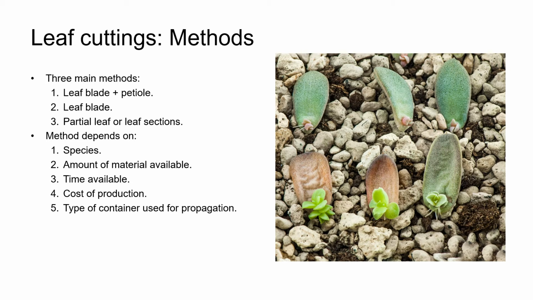The method that we choose can also depend on the type of container we want to grow the plants in, and of course in a commercial setting, the cost of production. For example, it may be more cost-effective to root cuttings in plug trays rather than in flats. The reason for this is that it's usually much quicker and there's less transplant shock to transplant cuttings from plugs rather than from flats.